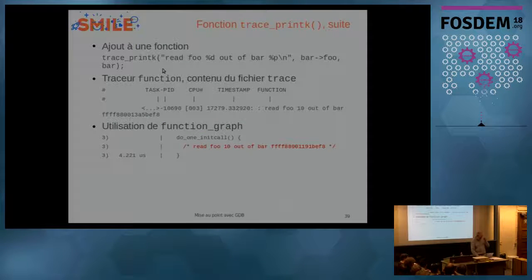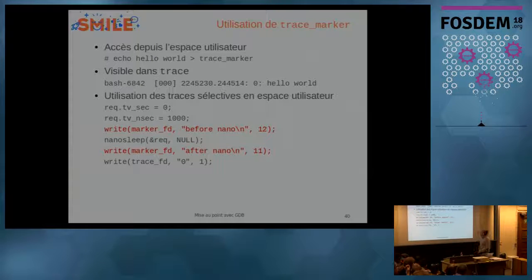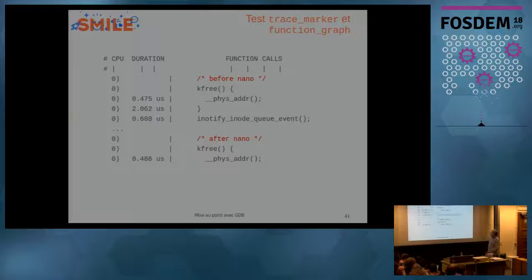You can do some things such as you can use a trace printk, for example, in your driver, and then you will see the message in the tracer. So it's very interesting, and in your function graphs you will see it as a comment. And you can use a trace marker, and for example, in the user space code, you can write to the marker file descriptor before nanosleep, after nanosleep, and then you will see the comment in the function graph. So you can add some things to help to see what happens in the kernel.